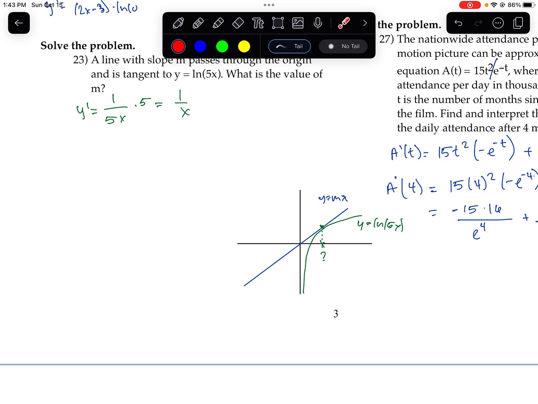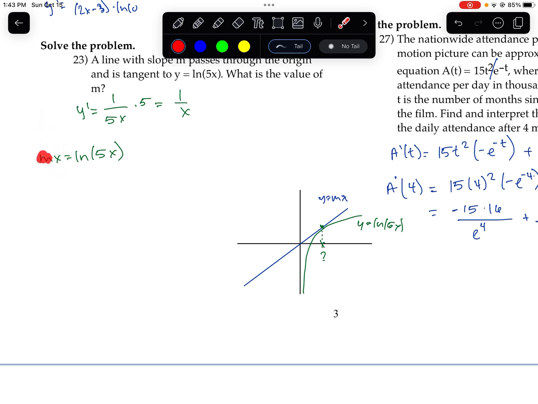Now at this given point, since they are equivalent, I'm going to take these functions and set them equal to each other. So mx equals the natural log of 5x, because I'm trying to find wherever they intersect to find this x value. The problem with this equation is that it has m before we have x. It doesn't make sense to keep m in this equation because I don't know m without x. I need x to know m.